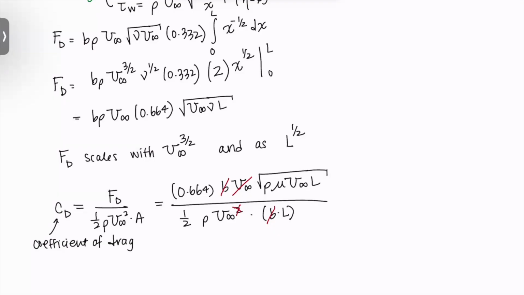Okay, so then it turns out that this is now, we get our 0.332 back because we have 0.664 divided by 2. And then what's left over is a square root of the Reynolds number based on the length of the plate.